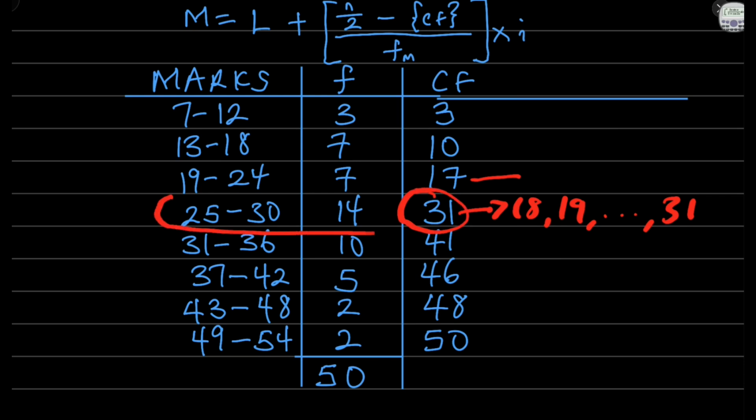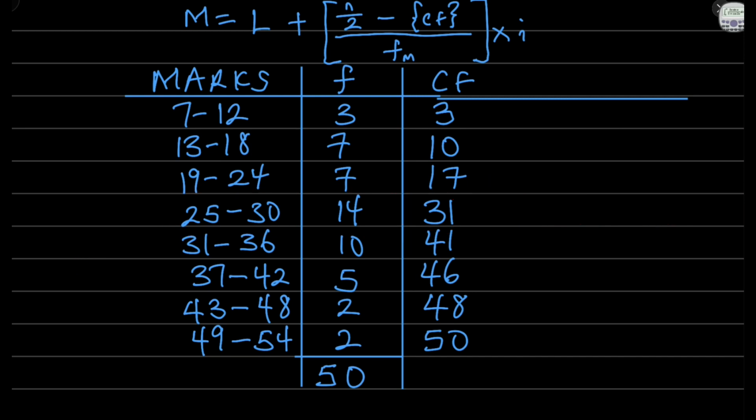Therefore, this is our median class, 25 to 30. So let me indicate that as our median class. 25 to 30 is our median class. Now we can start our calculations.